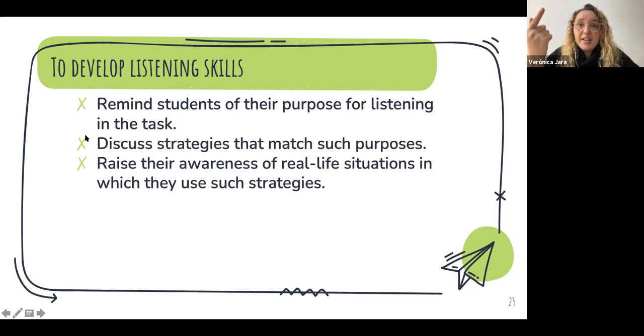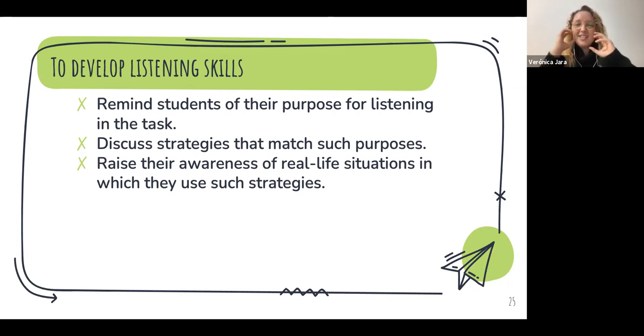Raise their awareness of real life situations in which they use these strategies. Just as I did some minutes ago with you, when we were talking about real life situations. It's very important to do that with students, because as we were saying earlier, they do these things in Spanish, or they should be doing those things, but let's assume they do. Sometimes the problem is that they can't transfer this, and they expect to understand everything.